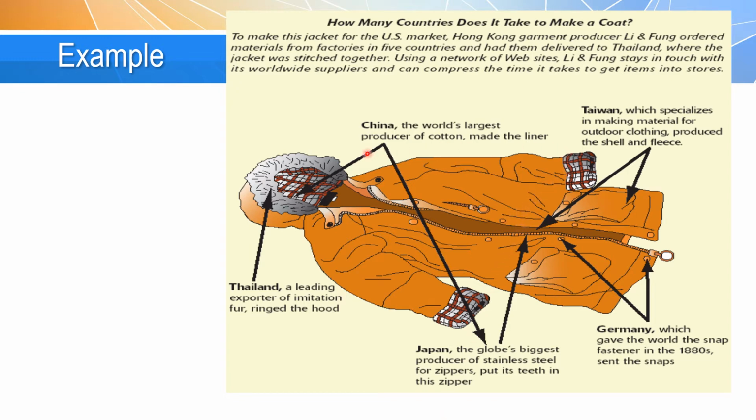If you look here, China is the world's largest producer of cotton and linen, and Taiwan specializes in making material for outdoor clothing. It also has material from Germany, from Japan and from Thailand, and then it will be exported to the US for the US market. So it shows you how the information system for e-business can be added to value chain activities.